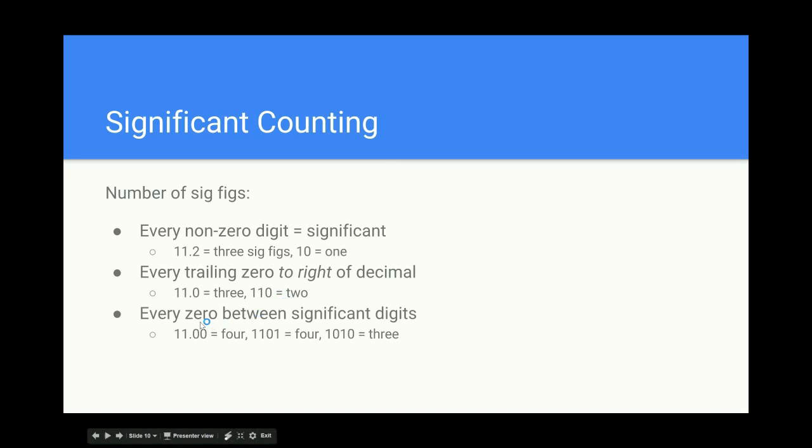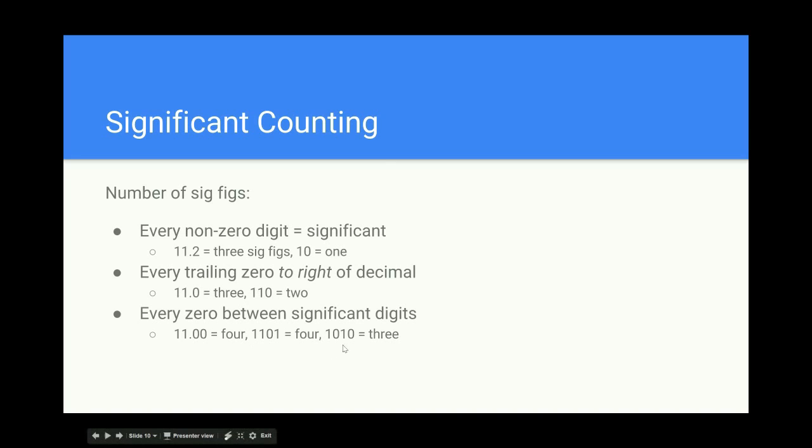Now, any 0 that comes between sig figs is itself significant. So in 11.00, this trailing 0 to the right of the decimal place is significant, and so is this 0. So 1, 1, 0, 0: 4 sig figs. Likewise, in 1101, the 1s are all significant, and this 0 is between these two 1s, so it's significant, so 4 sig figs.